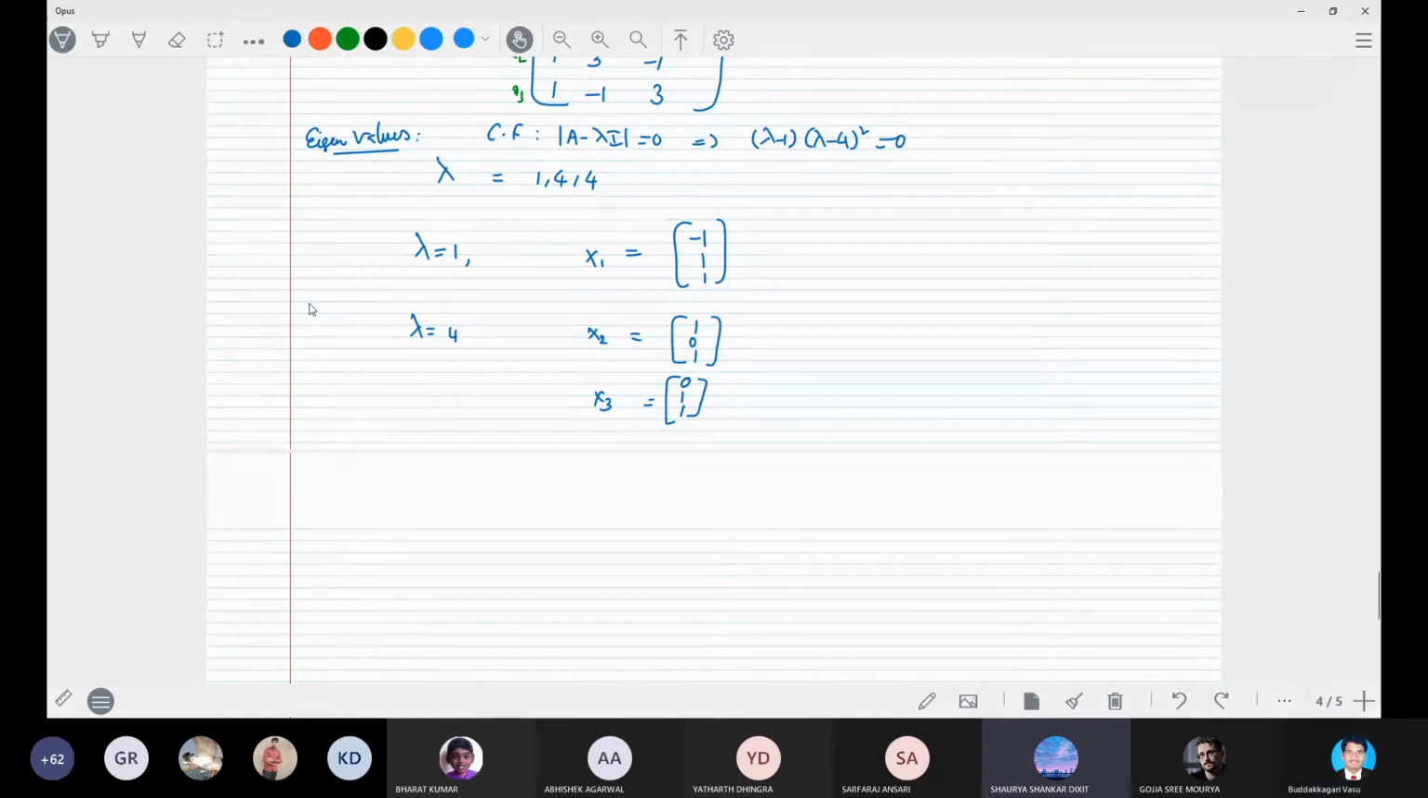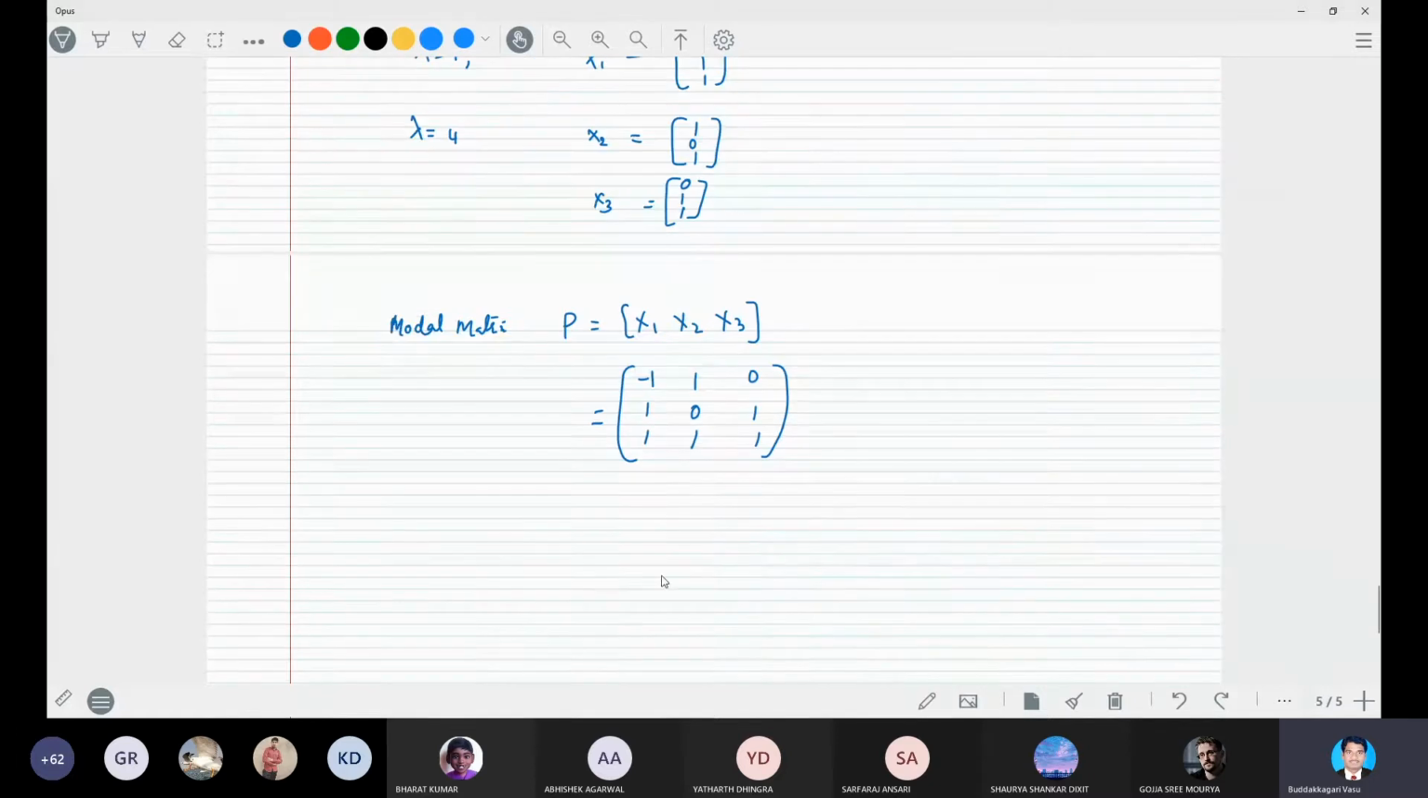So what do we have to do next? You derive the eigenvectors, right? Next step is the model matrix and then the normalized model matrix. What is the model matrix? P is equal to x1, x2, x3, that is, x1 is minus 1, 1, 1, x2 is 1, 0, 1, x3 is 0, 1, 1. Right?